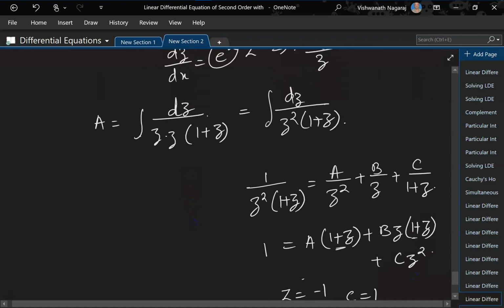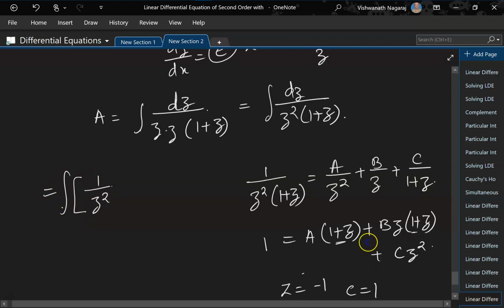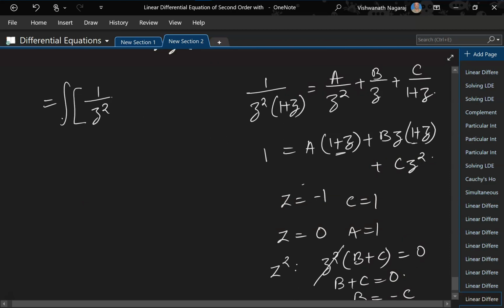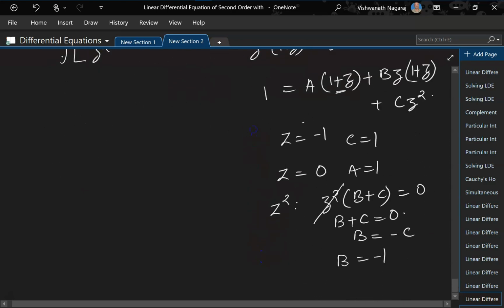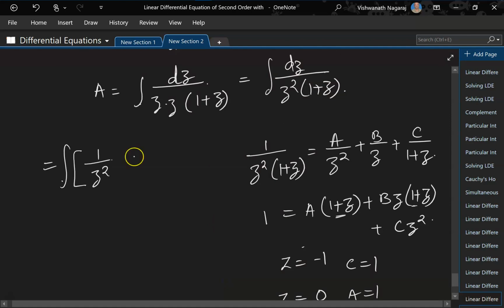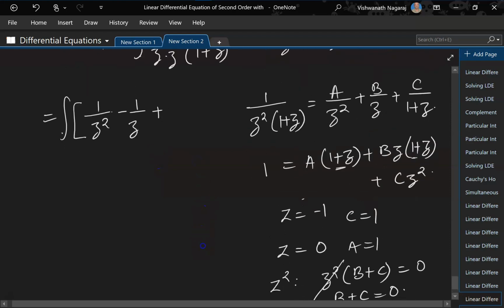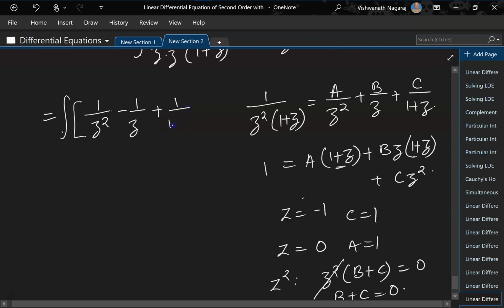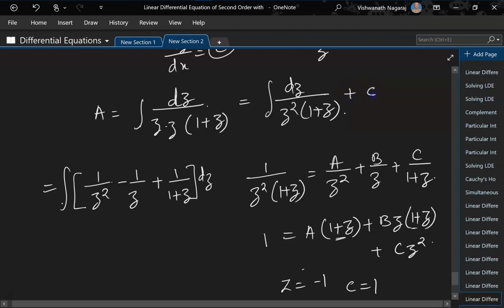So which means that this integral can be split into 3 parts. 1 by z square, a is 1, remember, b is minus 1, so minus 1 by z plus c is 1, so 1 by 1 plus z dz. Yes, of course, plus c1. So here this is separate.